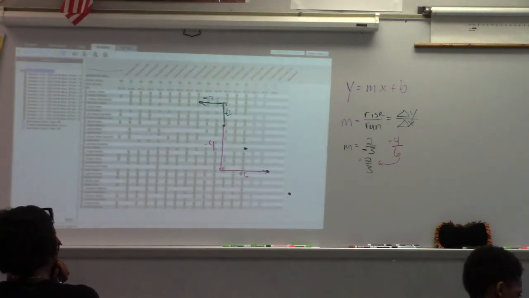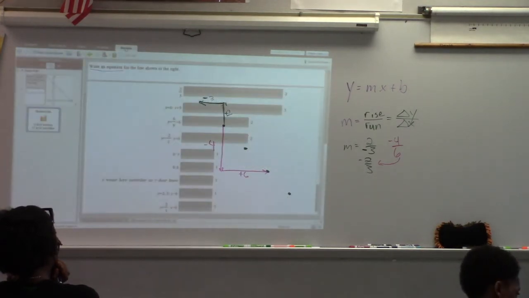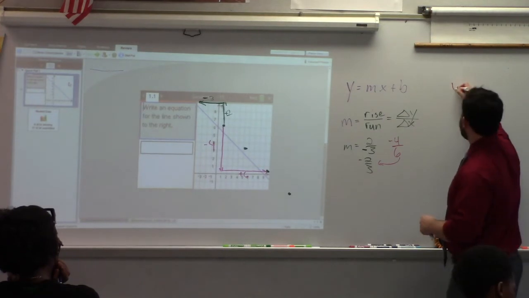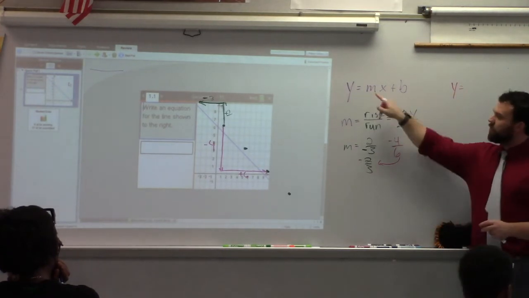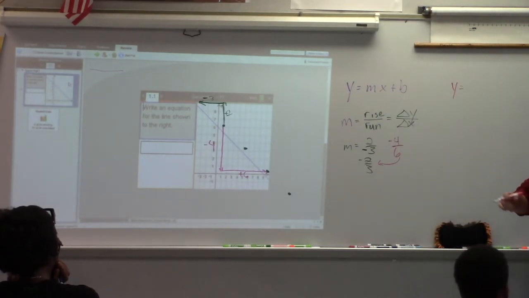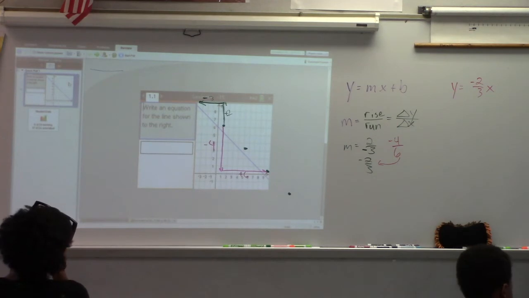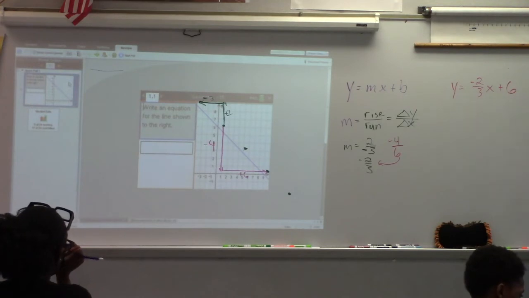Okay? Now I want us to look at a couple of things from here though. We're not even quite done yet, we're just on the slope. So now I have y equals, what's being substituted in for m? Negative 2/3. Notice it's decreasing. x. What's that b? The y-intercept, so plus 6.